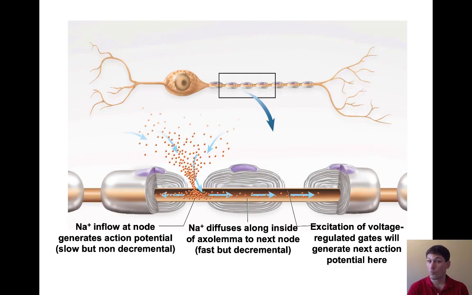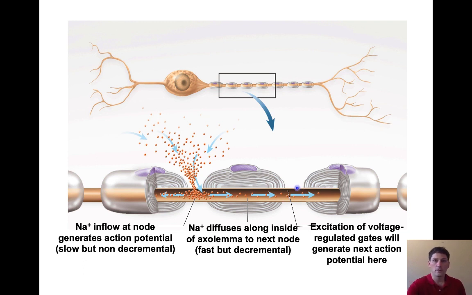Let's look a little bit closer at why. If we look at our nodes of Ranvier, you can see that sodium flows through those voltage-gated channels. They're much, much more dense and much more present than in between, in our internodes, where our myelin is. So sodium flows in at the node and generates an action potential. The sodium diffuses on the inside of that axon and moves across pretty quickly, and again is going to stimulate the opening of those sodium channels here.